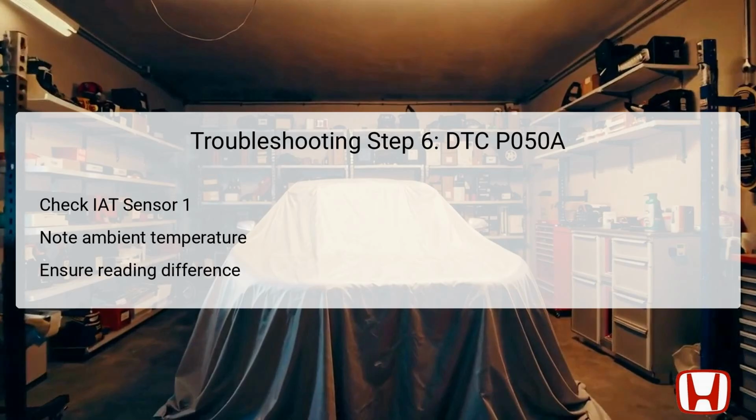The vital aspect of this step involves comparing the HDS reading against the ambient temperature recorded earlier. It is crucial that the difference between these values remains less than 5.4 degrees Fahrenheit, 3 degrees Celsius. If the difference exceeds this threshold, it can indicate that the IAT sensor is malfunctioning, which could further affect airflow and engine performance, leading to the P050A code. This analysis assists in determining whether the IAT sensor requires servicing or replacement.